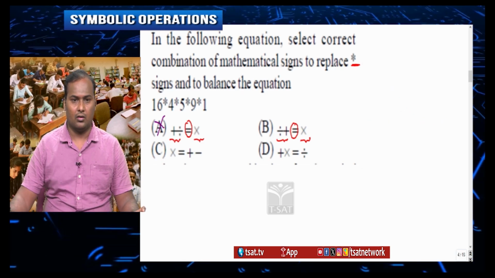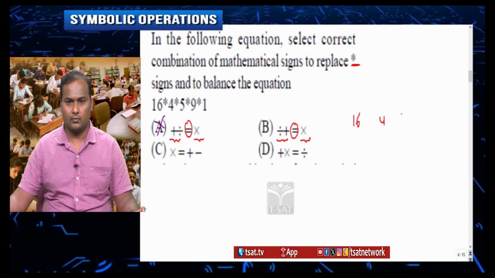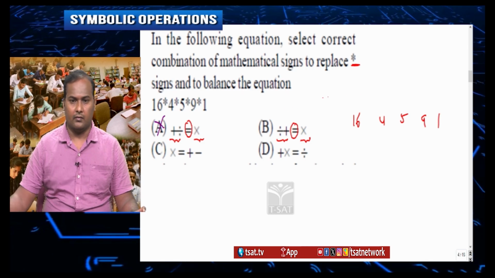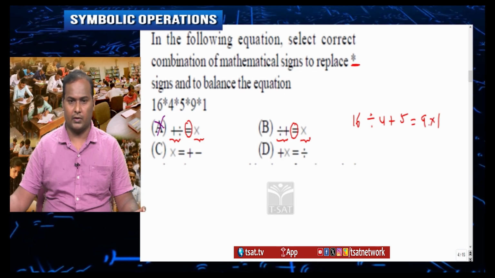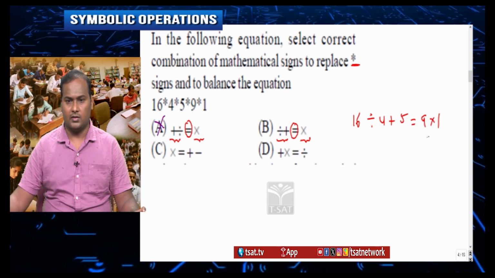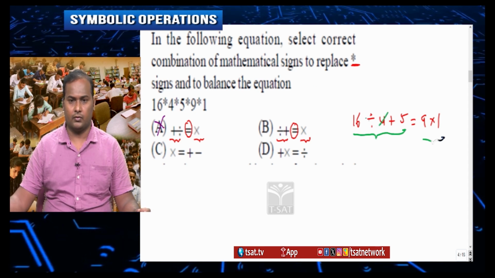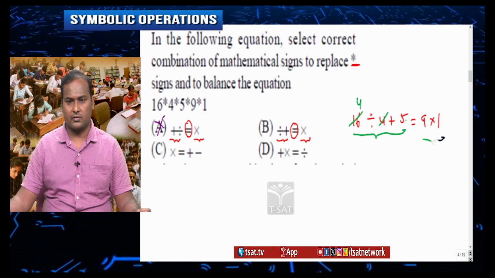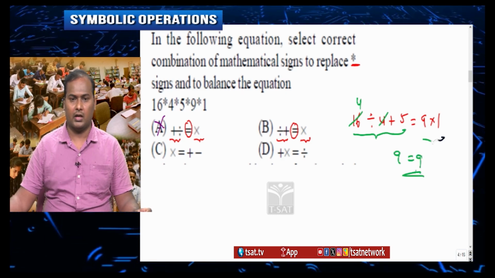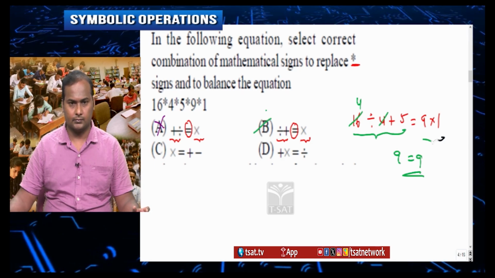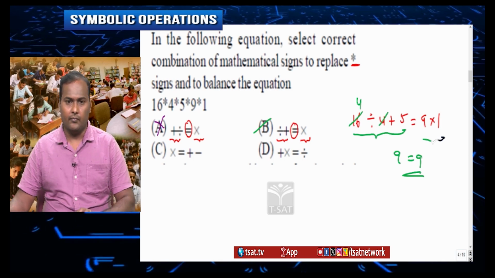In the same way, now come to option B. In option B also, division, plus, equal, multiplication. Now you see here, this is your right hand side and this is your left hand side. The moment you see 4 times, so 4 plus 5 is 9 and it is equal to 9. So 9 is equal to 9. So your answer is option B. There is no need to solve all the options until you get the answer.